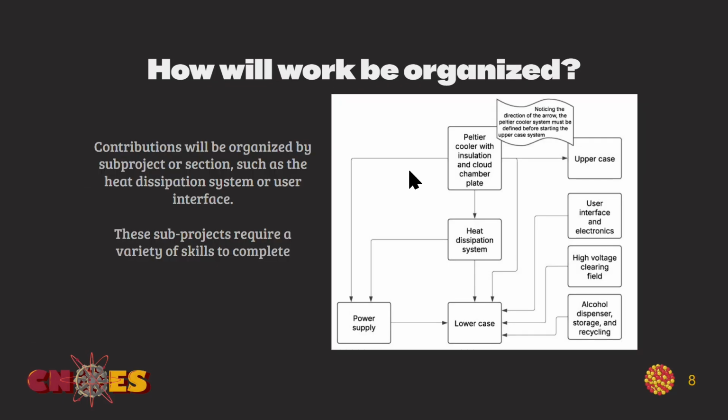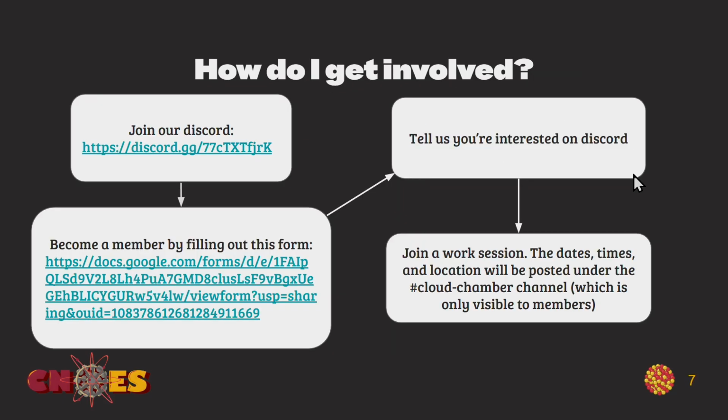Then once you're in on the Discord, you can tell us you're interested. All you need to say is, I'm interested in the cloud chamber. How can I help? Ideally do that in the cloud chamber channel, which is only visible to members, so you'll see it there. And then you can join a work session. The dates, times and locations have not been explicitly decided yet, but we will likely be meeting in H1032 once or twice a week to work on this system together. You could also choose to work on your parts online. In person allows for more collaboration, but it's really up to you.